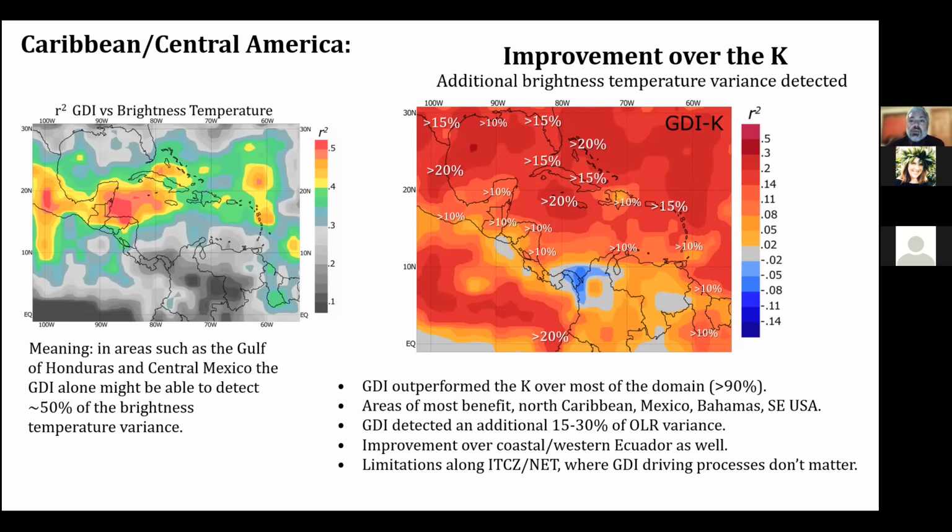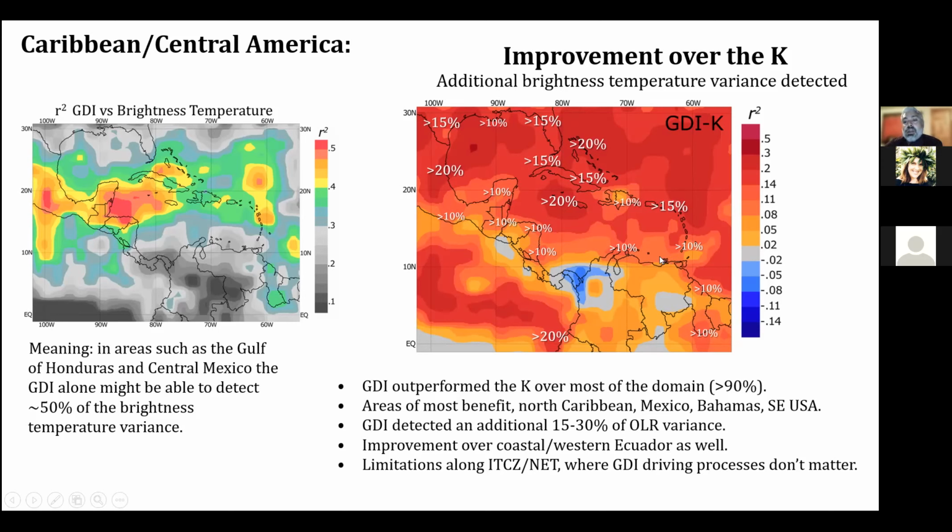But now the question was, how did we do over the K index? Because our interest was to beat the K index, to produce a better index. And whenever we have reds in this graph, this is just the difference of the R squared: GDI brightness temperature R squared minus K index brightness temperature R squared. And you can see that all the reds are areas where the GDI was better than the K.